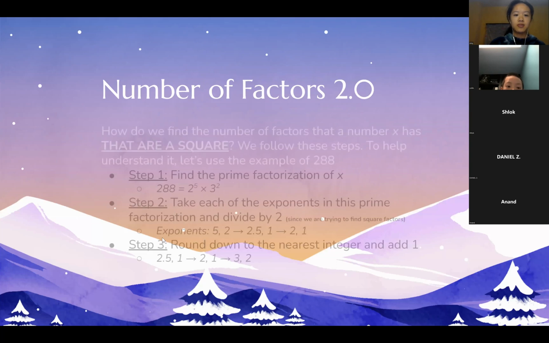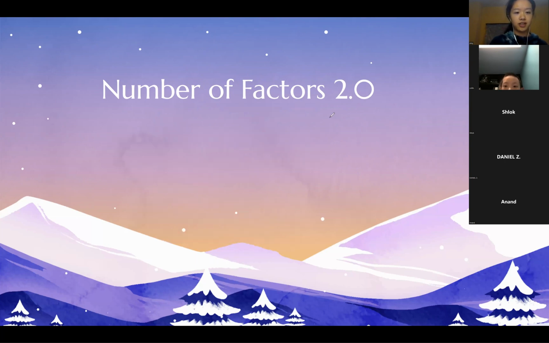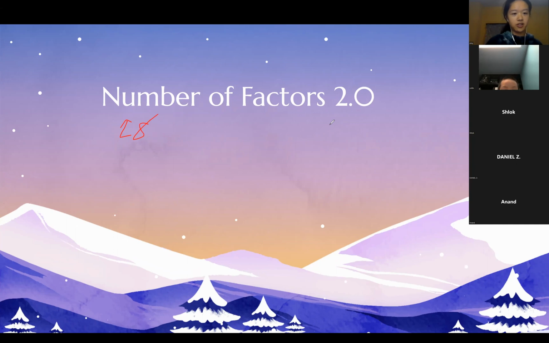So for example, let's do 288. You're given a number, 288, and the question is asking you how many factors of 288 are perfect squares. So who has some ideas on how you might go about doing this?